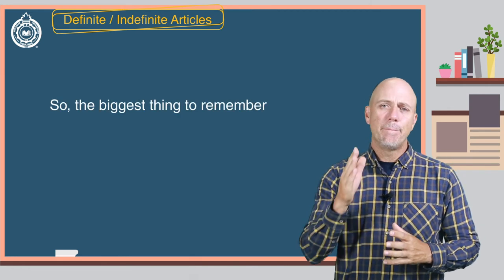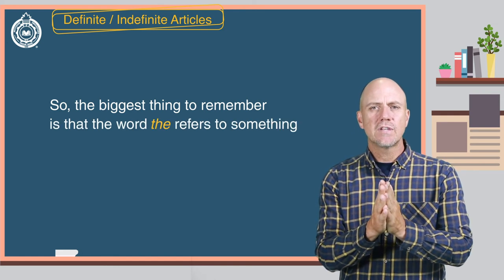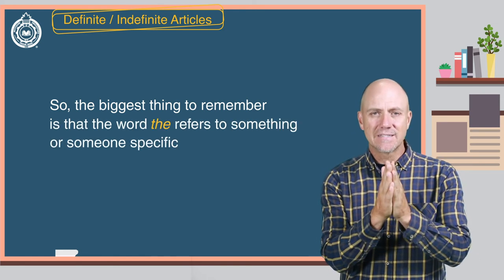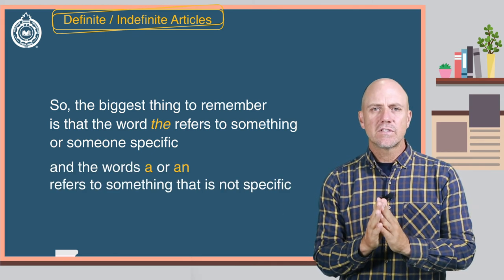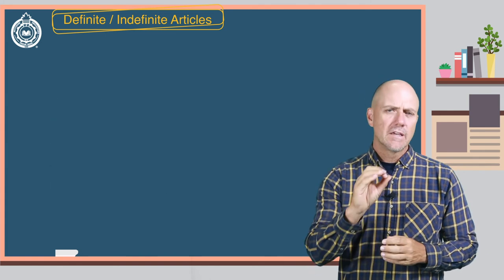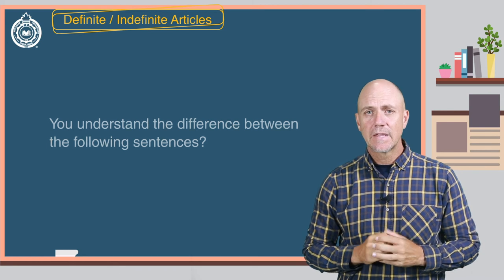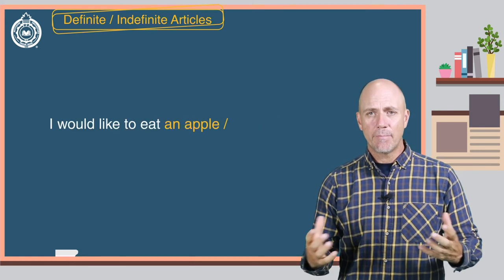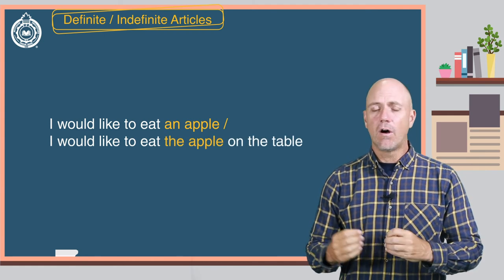So, the biggest thing to remember is that the word the refers to something or someone specific. And the words a or an refers to something that is not specific. Do you understand the difference between the following sentences? I would like to eat an apple, or I would like to eat the apple on the table.